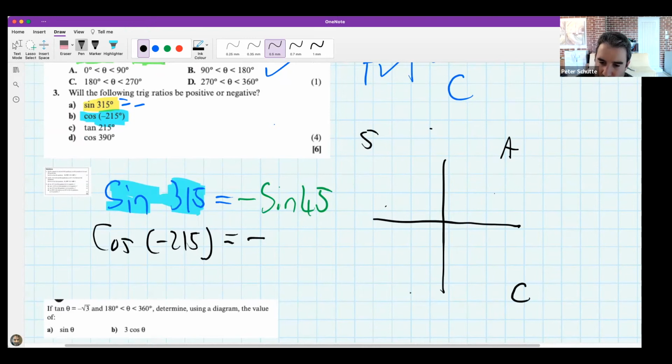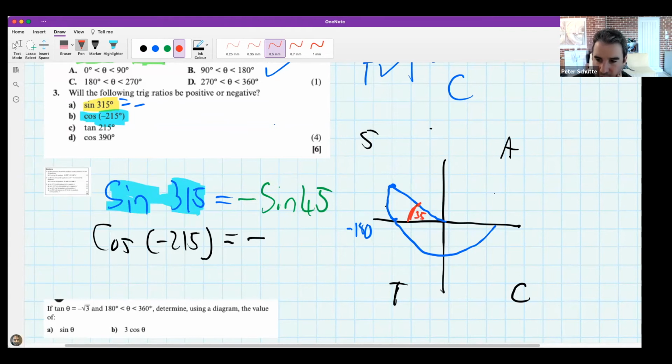Let me draw this in again, because I think I've lost some of you. So minus 215, minus 90, minus 180, and then minus 215 would get you about here. Now, the nearest horizontal is minus 180. How big is this angle over here going to be if I have to get up to minus 215? I think this angle has to be 35 degrees, because minus 180 and then another 35 will get me to 215.